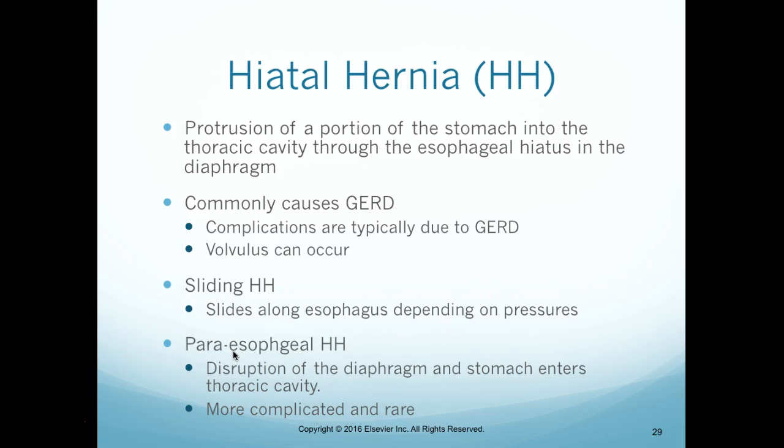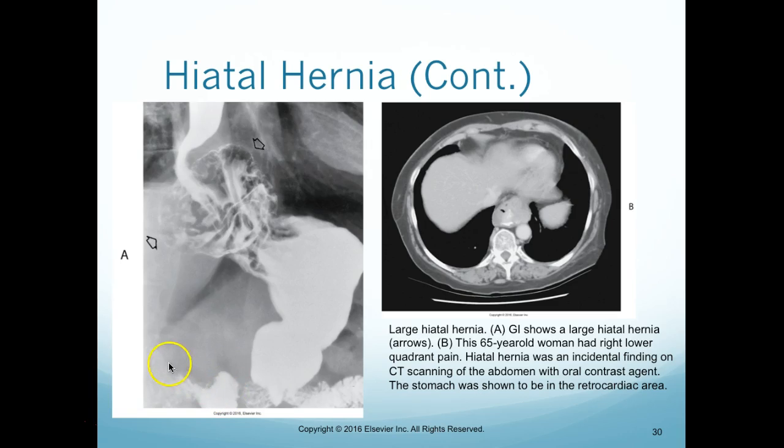There's also what we call a sliding hiatal hernia, where it slides up along the esophagus depending on the pressures within the abdomen and the chest. There's a paraesophageal hiatal hernia, which your book does not talk about. It's the disruption of the diaphragm, and the stomach enters through that tear in the diaphragm into the thoracic cavity. So it's more complicated. The whole stomach can go up into the chest, which I've seen, and it's very odd looking.